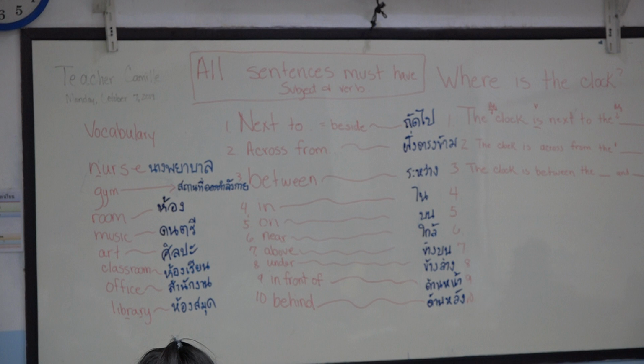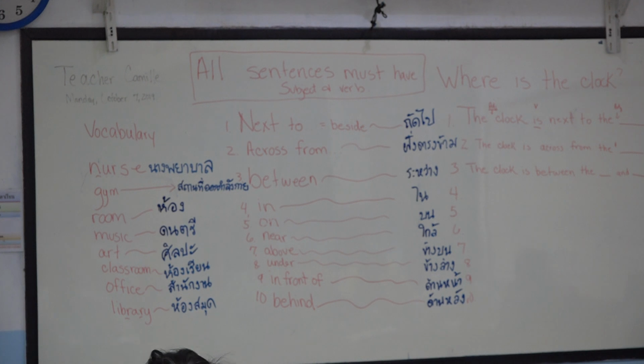10 sentences. Where is the clock? Do you see that clock? So you want to use each of those different prepositions. So the clock is next to the screen. The clock is next to the air conditioner. The clock is across from the students. The clock is between the corners. The clock is in the classroom.